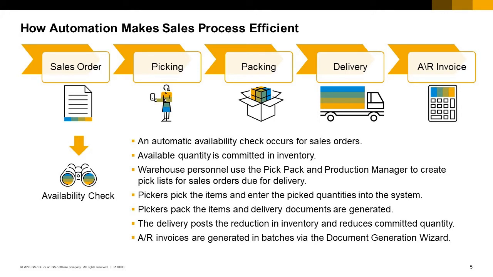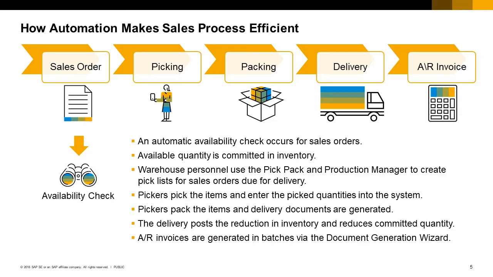Let's look at an example of how automation can make the sales process more efficient. An automatic availability check occurs when you enter items and quantities in a sales order. When the items are confirmed as available, the quantity is committed in inventory. Warehouse personnel access and filter open sales orders in the pick, pack, and production manager to create pick lists for sales orders due for delivery.